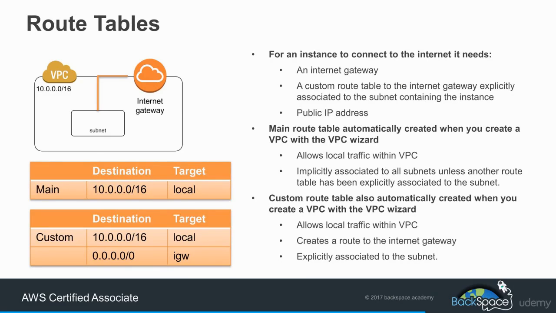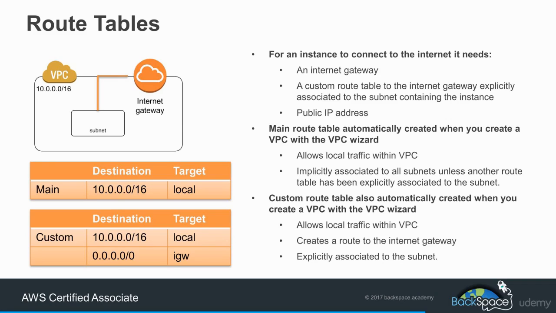So an instance needs an internet gateway, it needs a public IP address, and it needs a route. So it needs a custom route table that will be explicitly associated to that subnet that will route traffic from it to the internet gateway. Without any one of those three being available, you will not have access to the wider internet.